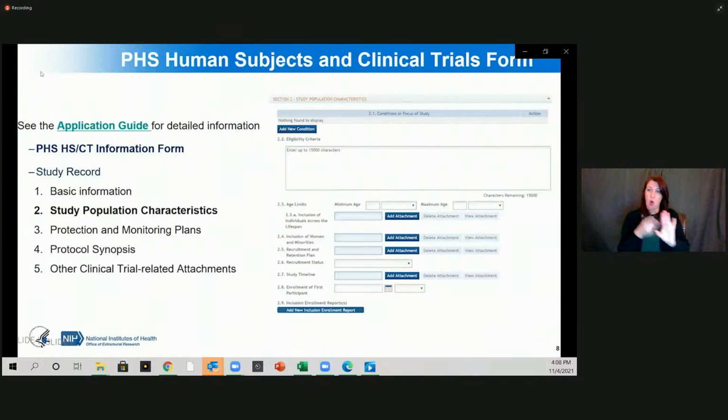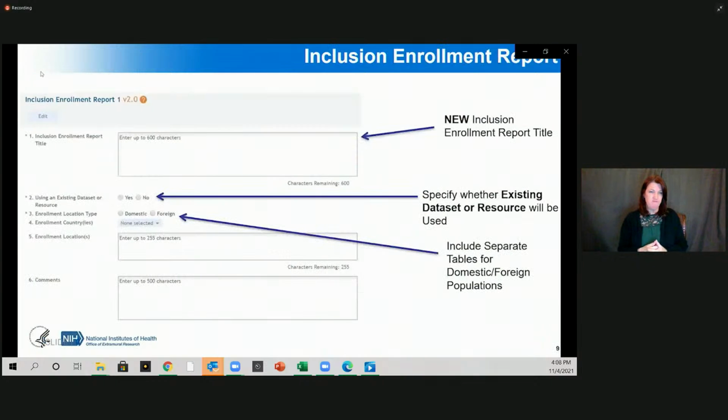So let's talk a bit more about the inclusion enrollment report. This is the example of an inclusion enrollment report. This is the first section, which includes text fields. You'll need to provide an inclusion enrollment report title. This was new with Forms F, that each inclusion enrollment report must have a unique title.